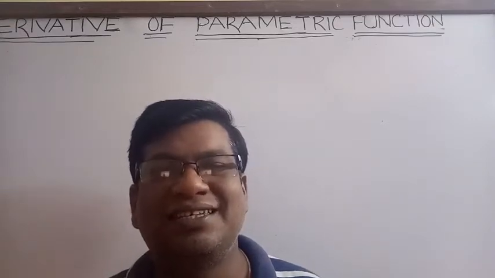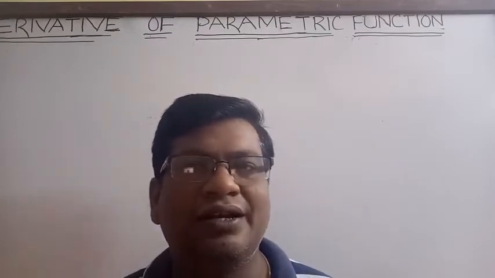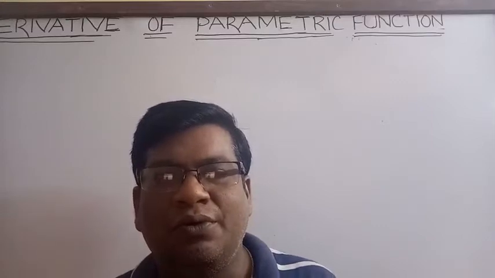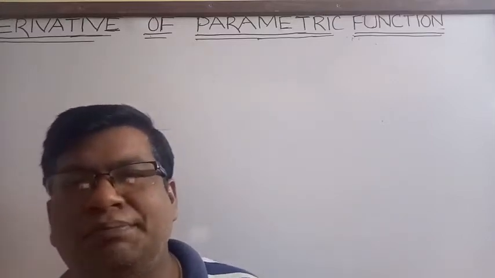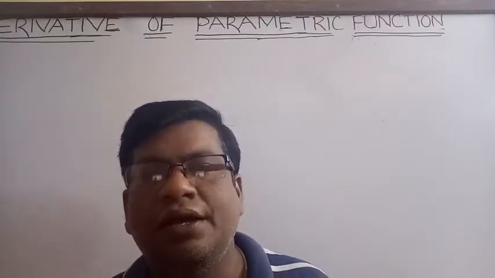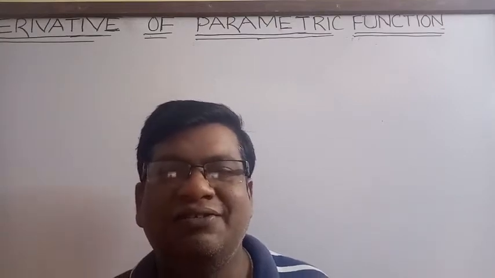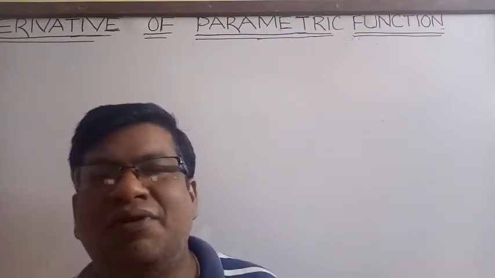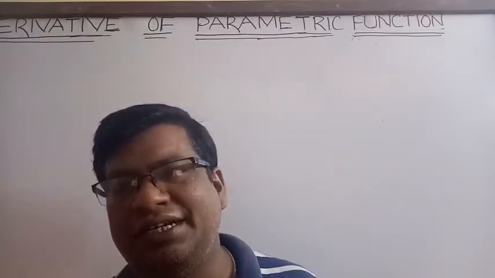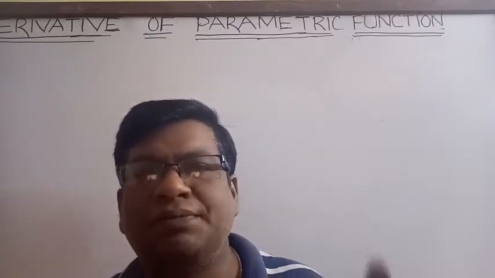Dear students, in the previous class we already discussed what an implicit function is. An implicit function means a function in the form f of x comma y equals a constant, or we can easily say if the function is a mixing of x and y, then it is called an implicit function. This is an implicit function.